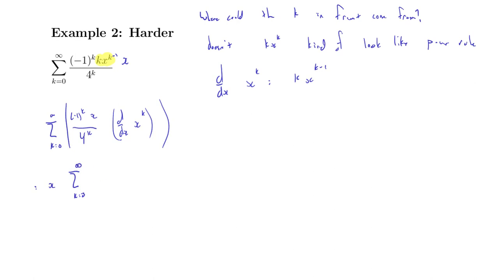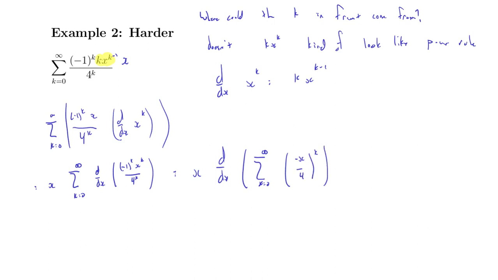the sum from k equals 0 up to infinity of, notice these coefficients we can put in the derivative. So this is really the derivative of negative 1 to the k, x to the k, over 4 to the k. And now I'm going to swap this derivative out here. And I'm going to say this is x times the derivative of this whole series. Now this is great because I can say this is negative x over 4 to the k. And this series here is geometric. R is equal to negative x over 4.